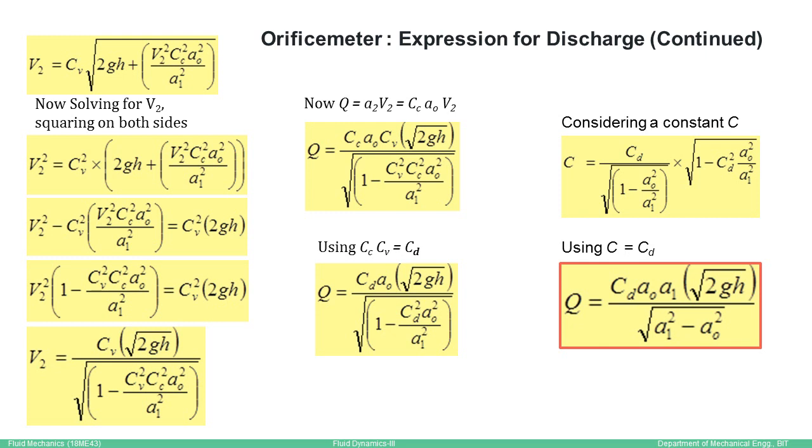And this equation for Q looks very similar to the expression for Q in case of Venturi meter. The variation being A naught is the area of the orifice in the orifice meter, whereas that is replaced in Venturi meter by A2, which is the throat area. So this is the expression for discharge through an orifice meter.